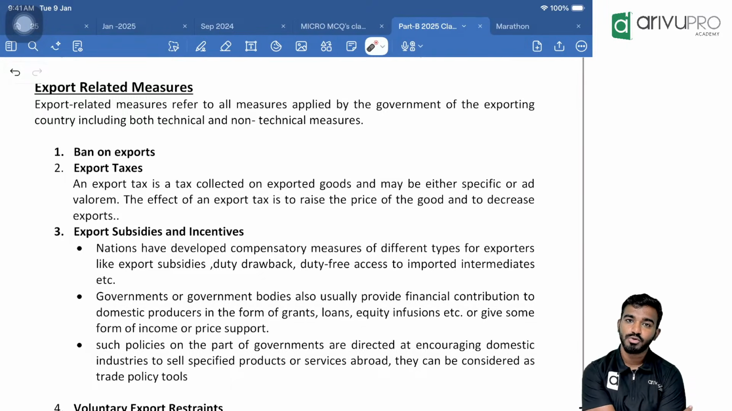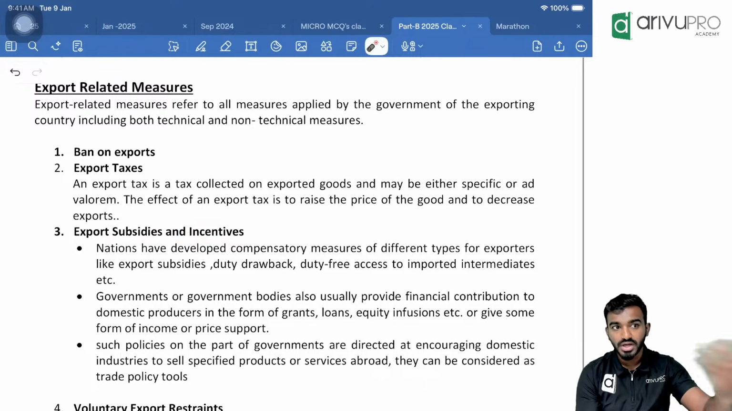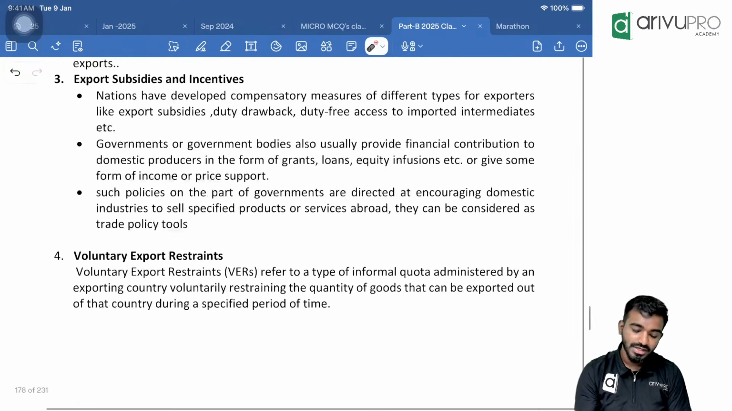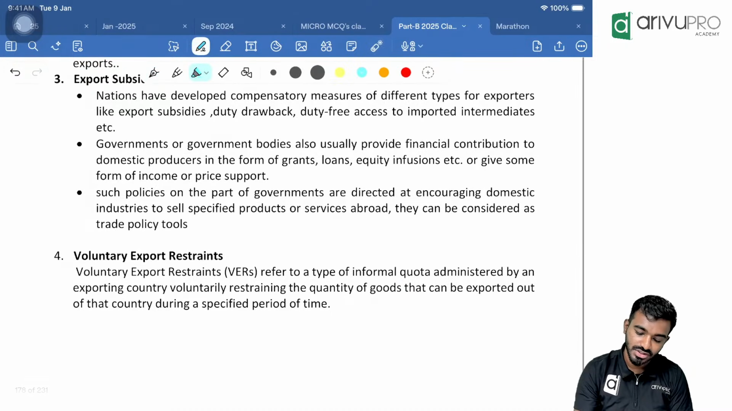Still, if you want to export it, you pay tax here and also pay tax in the importing country. Your product becomes worse off. Sometimes the government will only give subsidies and other incentives to produce more and export from the country. And voluntary export restriction is a quota restriction, that is, a quantity restriction on exports.